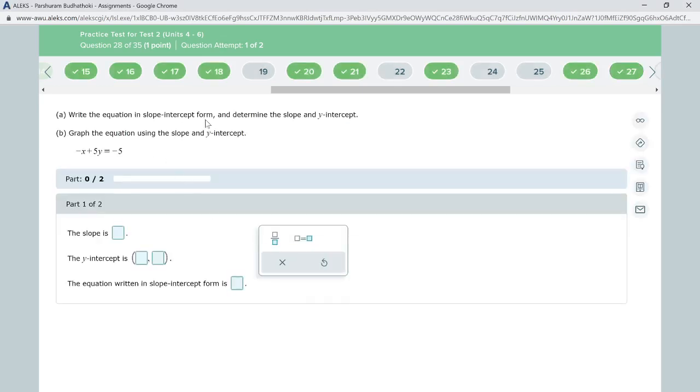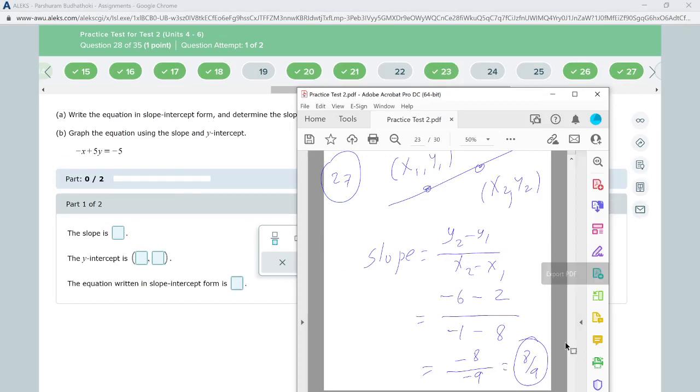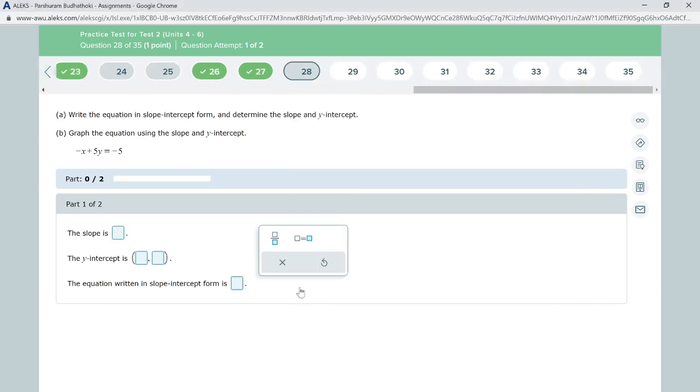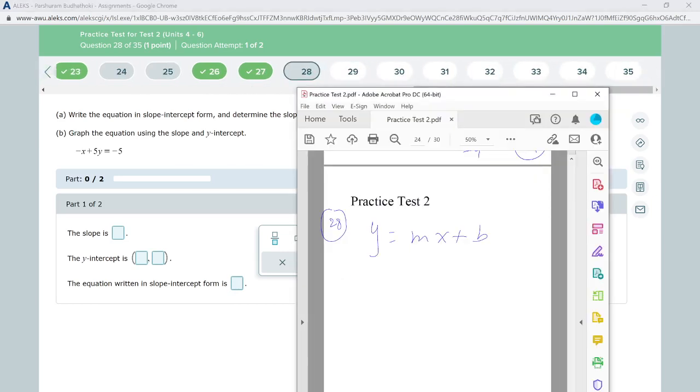Write the equation in slope-intercept form. Slope-intercept form means y equal mx plus b. So this is problem 28. We have to take this equation and keep y on the left side and bring everything else to the right side. Let me write it down.